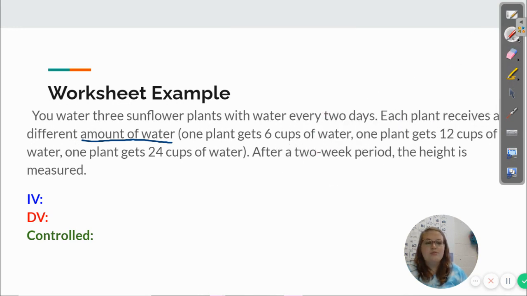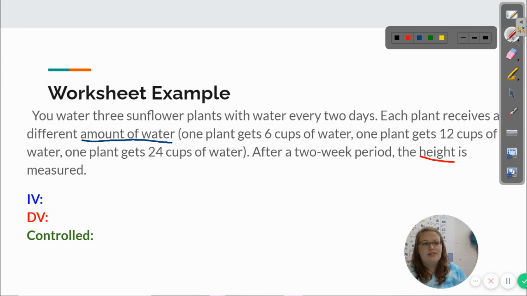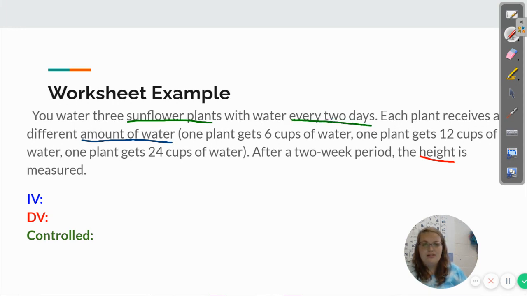Okay, what are we measuring as a result of the amount of water? What we're measuring as a result of that is height. So how tall the plant grows. And what are we keeping the same on purpose during all of this? Well, it looks like we're keeping the same, that we have sunflower plants. They're going to get water. Oh, we're watering them every 2 days. And it looks like it's taking place over a 2-week period. So these are all things we're keeping the same on purpose.